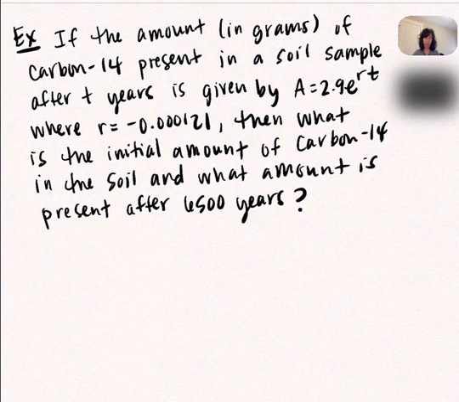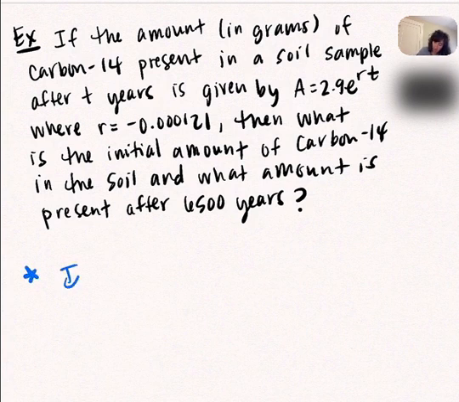If the amount in grams of carbon-14 present in a soil sample after t years is given by A equals 2.9 e to the rt, where r is negative 0.000121, then what is the initial amount of carbon-14 in the soil, and what amount is present after 6,500 years? Okay, let's start with the first question.